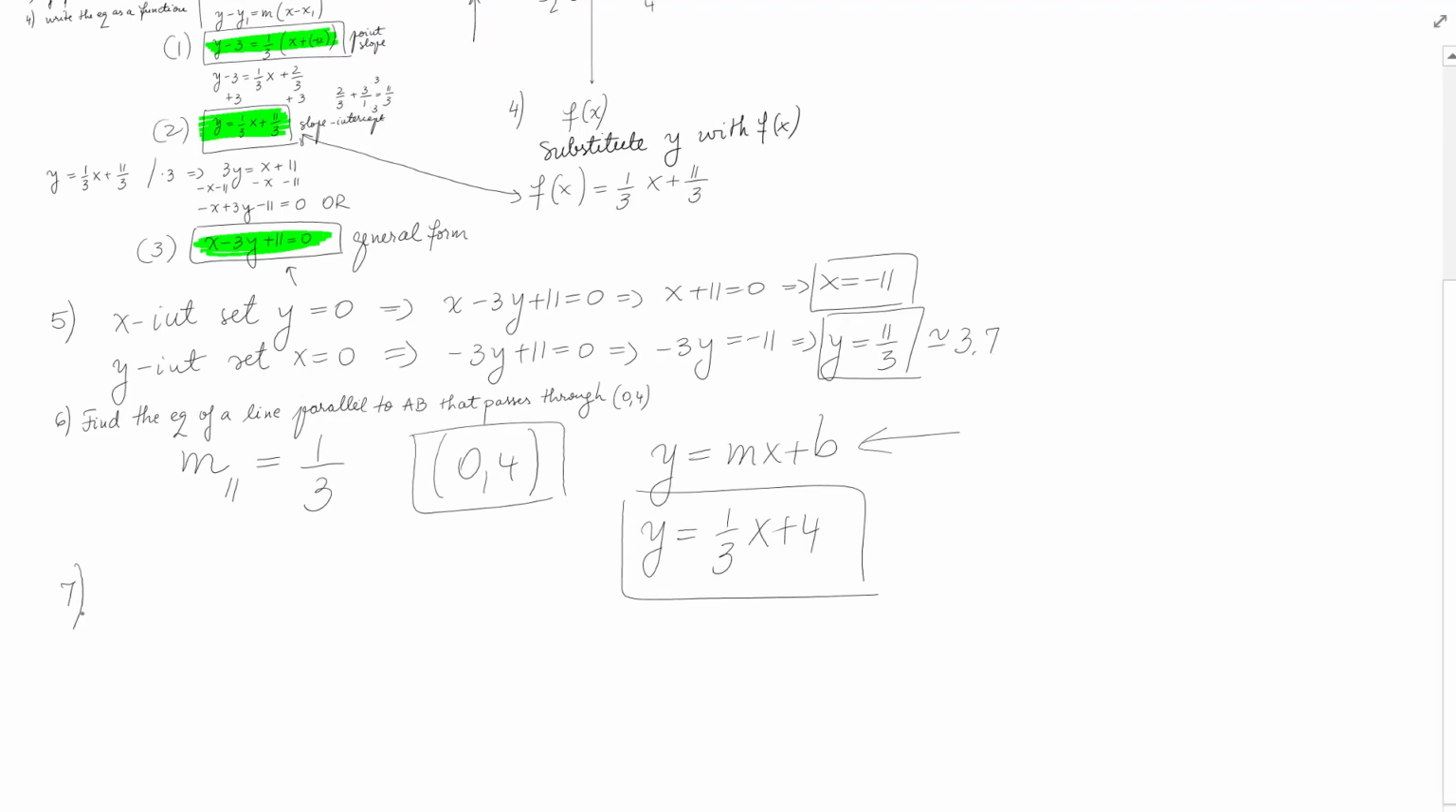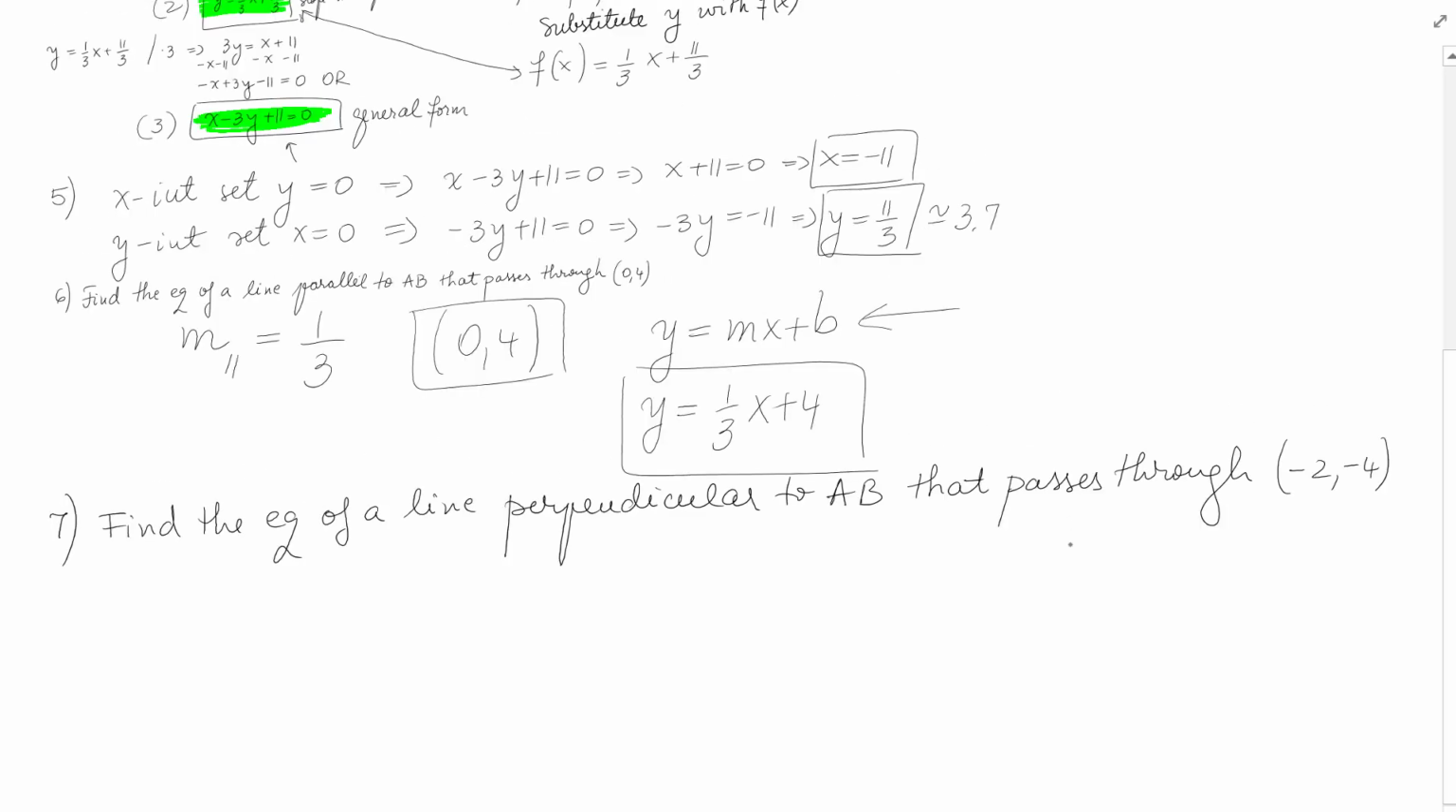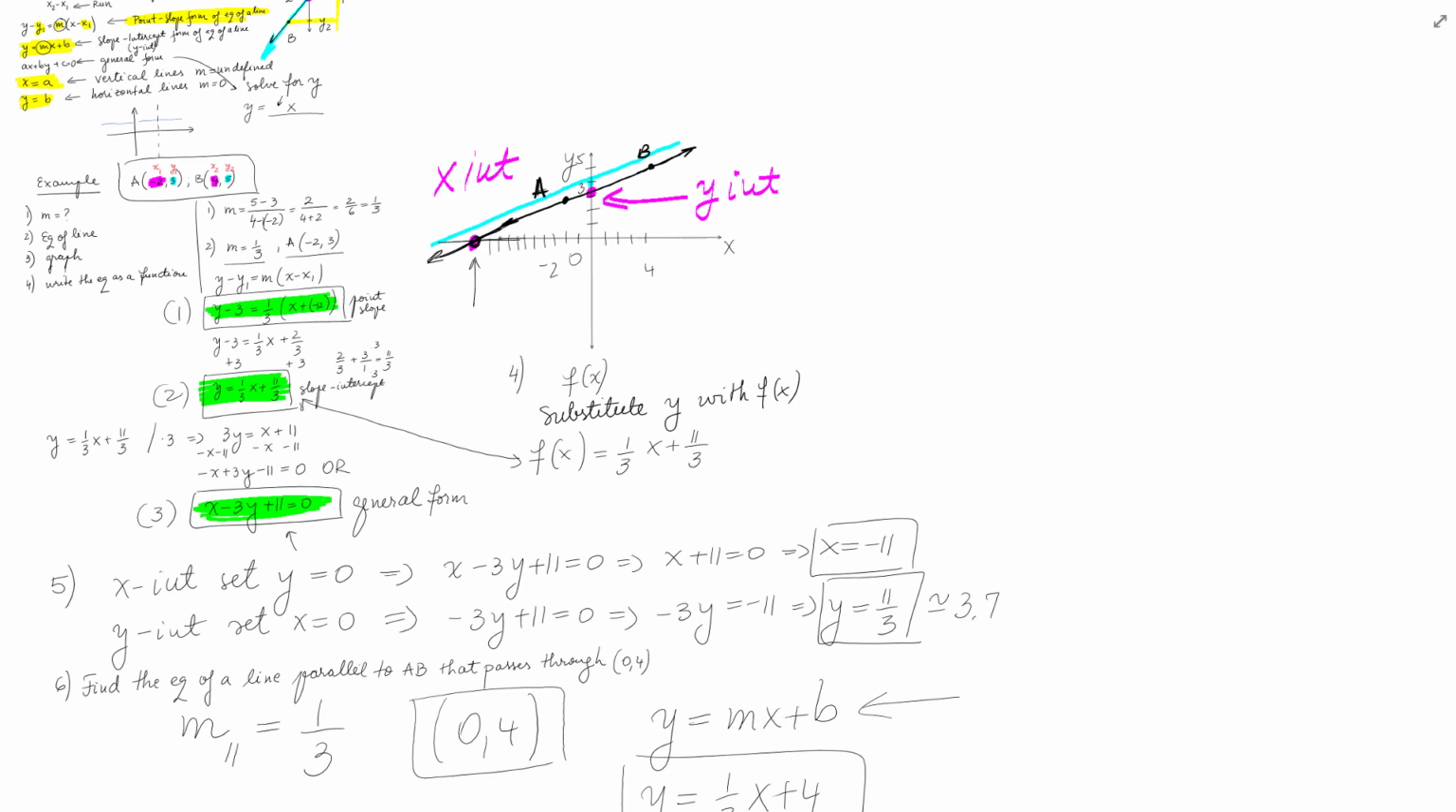Now, let's try another problem. Let's try to find the equation of a line perpendicular to AB that passes through the point -2, -4. So first, let's take a look at how it looks. So it passes through -2, -4, which would be this point. So it passes through this and it's perpendicular. So to be perpendicular, it should look, well, not really like that. Let's make it like this, perpendicular. So we want to find the equation of this purple line, to make 90 degrees. So how do we do that?